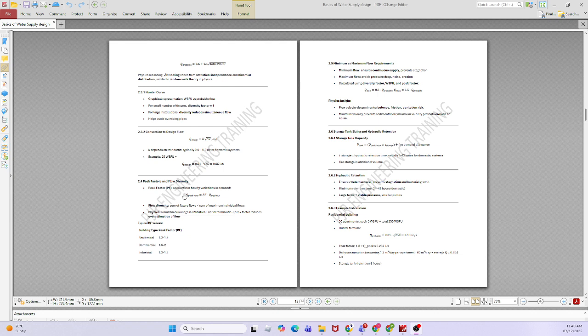The peak factor accounts for hourly variation in demand. Sometimes you may not go with the average hour; sometimes you have to consider the peak factor as well. For example, schools may not operate at the average all the time. Suddenly there is a break, and all the students may go and access the toilet. So there will be peak hours, right?